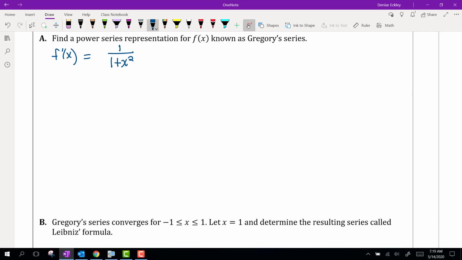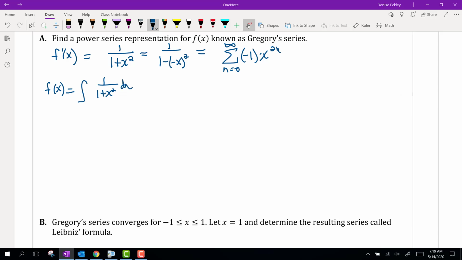So we want to remember that we can think of this as 1 over 1 minus negative x squared, which is what we did in example 4. And we know that this gave us this power series, n equals 0 to infinity of negative 1 to the n, x to the 2n power. So we're going to use that to integrate. So f of x is going to be the integral of 1 over 1 plus x squared dx. Because when we integrate that, we know we get arctangent.